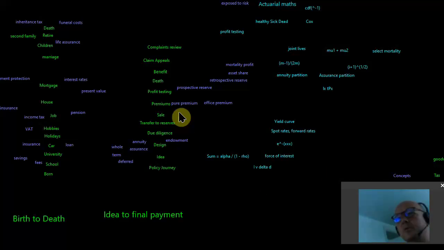Right, we looked at pure premium, office premium, prospective and retrospective reserve. So now we're going to look at mortality profit and asset share. Under this topic, we've also got things like death strain and expected death strain. So without further ado, we're going to start by looking at a simplified version of how we roll forward the reserves from one point in time to the next.